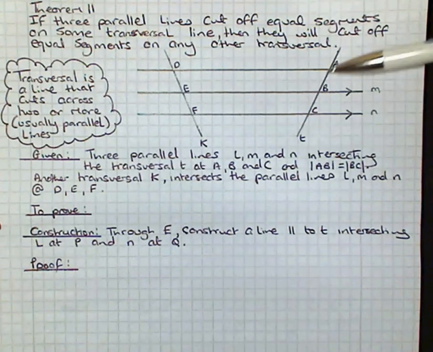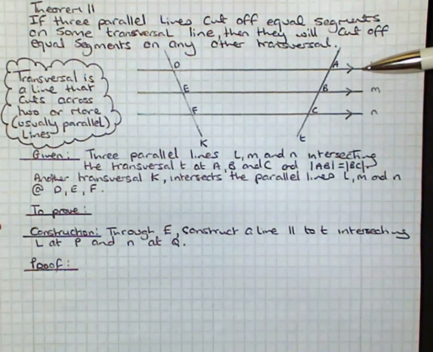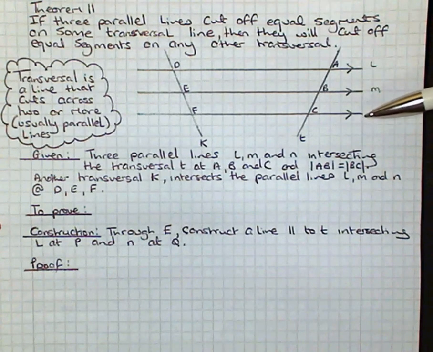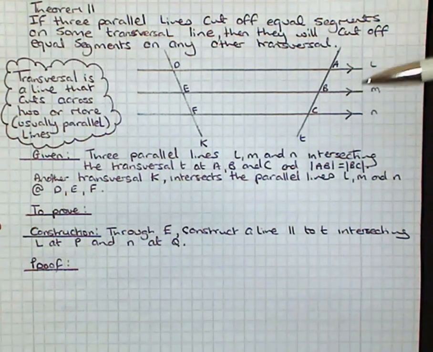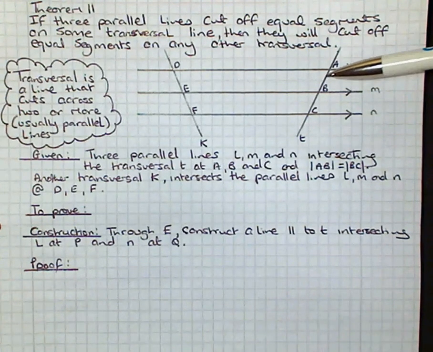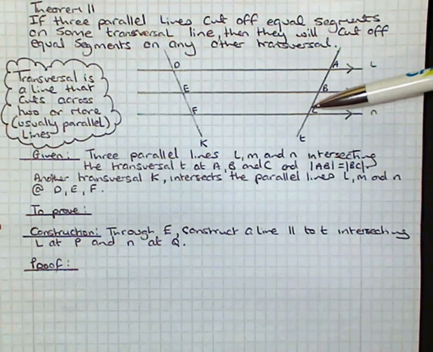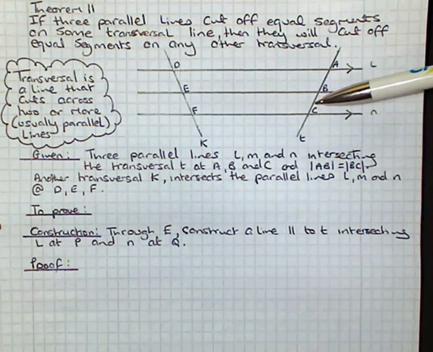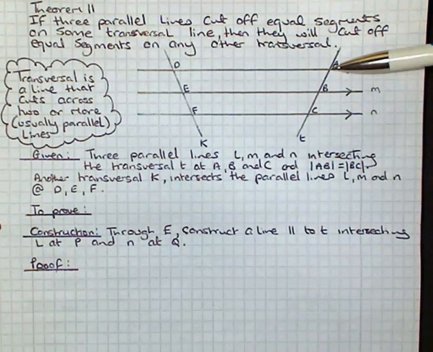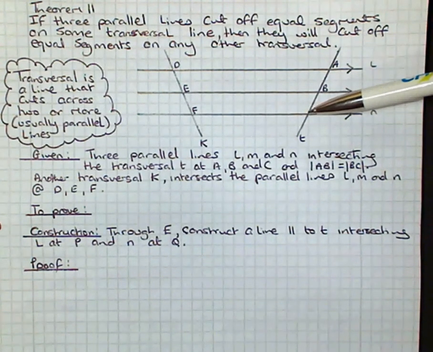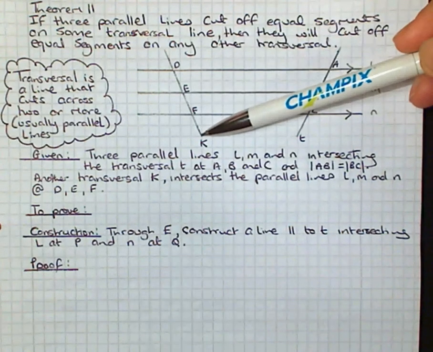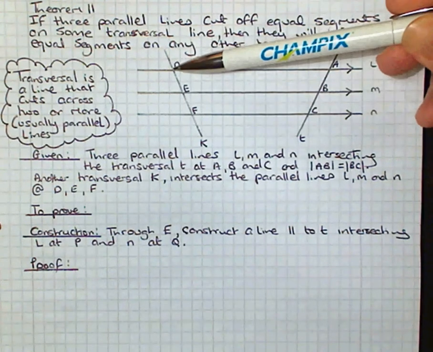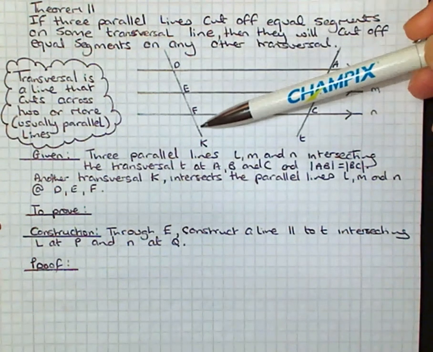Now this is the transversal T, and these are the parallel lines, or the lines L, M and N, and in this case they happen to be parallel. And our theorem states that if three parallel lines cut off equal segments on some transversal, then they're going to do the same on another transversal. So therefore we know by looking at this here that AB is equal to BC. Now on the diagram I also have another transversal line, the line K, and it intersects the parallel lines at D, E and F.